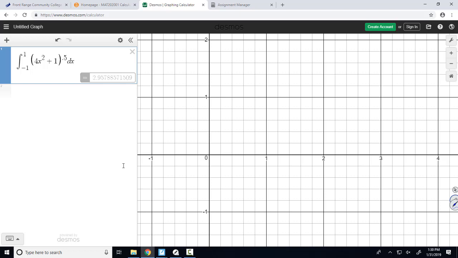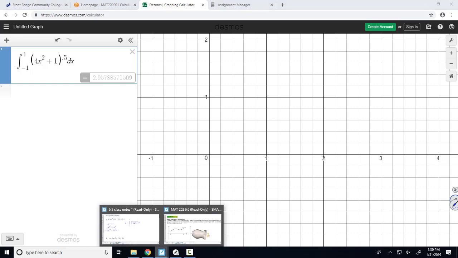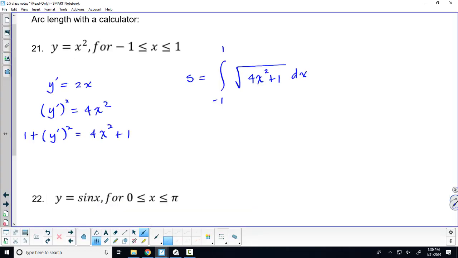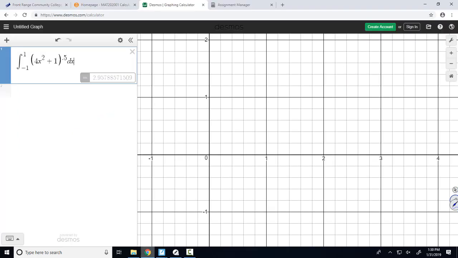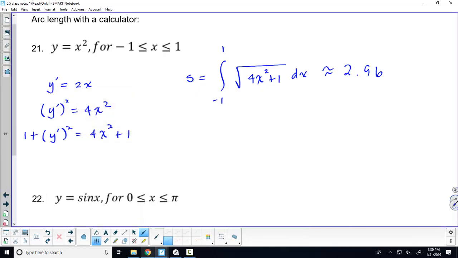So that's 2.9... I can't tell what that says. Sir, I did it on my calculator, it just said error. Yeah, so you did something wrong. 2.96, yeah. Your graphing calculator should be able to calculate that pretty easily. Did you get it right now? Yeah. All right, so pretty slick.